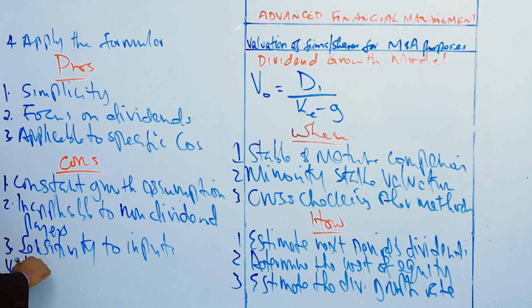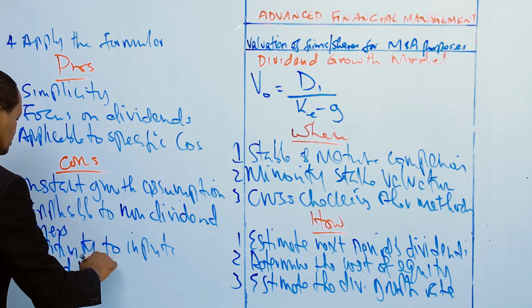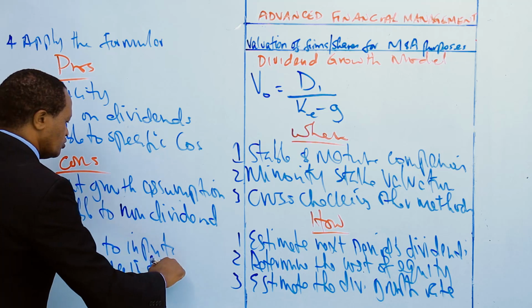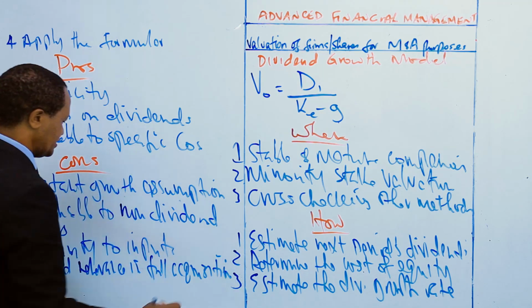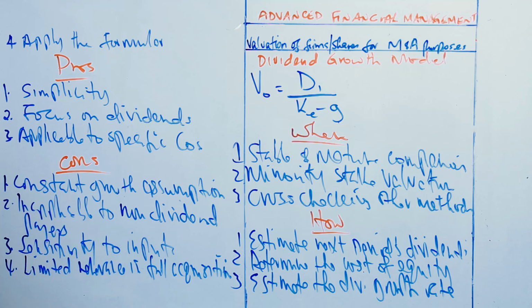Then number 4, we have limited relevance in full acquisition. What does that mean? In mergers and acquisitions, where the entire company is being acquired, the dividend growth model is less relevant because the acquirer is interested in the total cash flows, not just dividends.